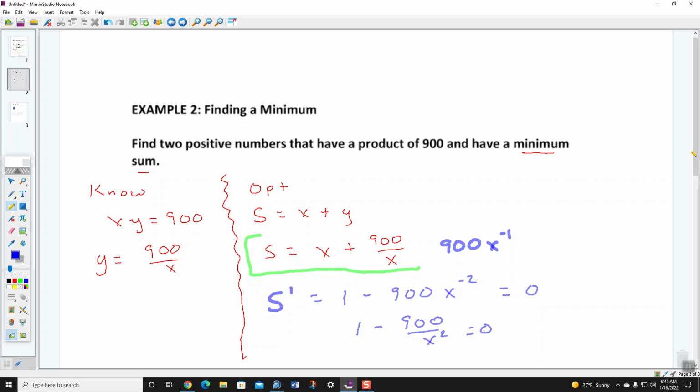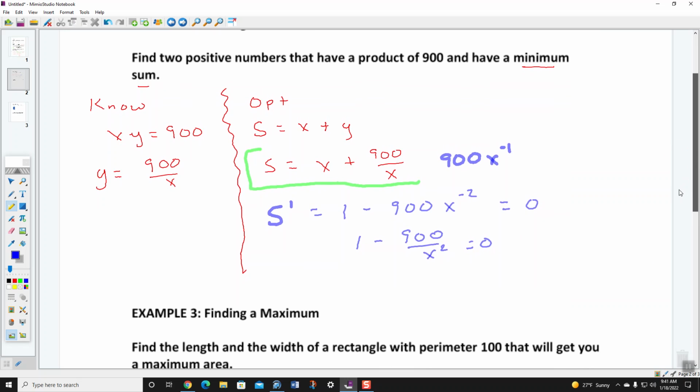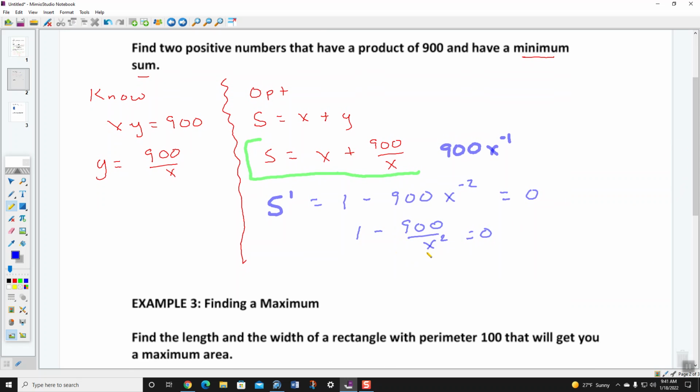So how about we do this? Cut that equal to 0. Is it okay to move the 900 over x squared to the right? So I've got 1 equal to 900 over x to the second. Could I multiply both sides by x squared here? So now we're at the point x squared equals 900, right?